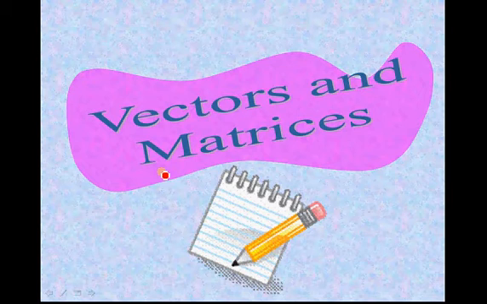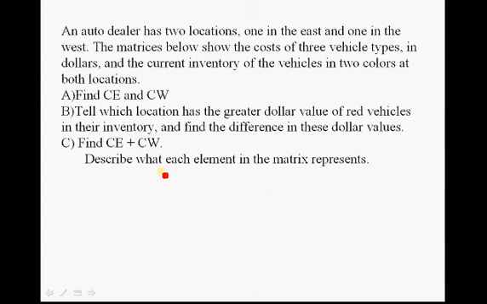Okay, so let's take a look at what we have here. An auto dealer has two locations, one on the east side, one on the west side of town. The matrices below show the cost of three vehicle types in dollar amount and the current inventory of the vehicles in two colors, red and black, at both locations.